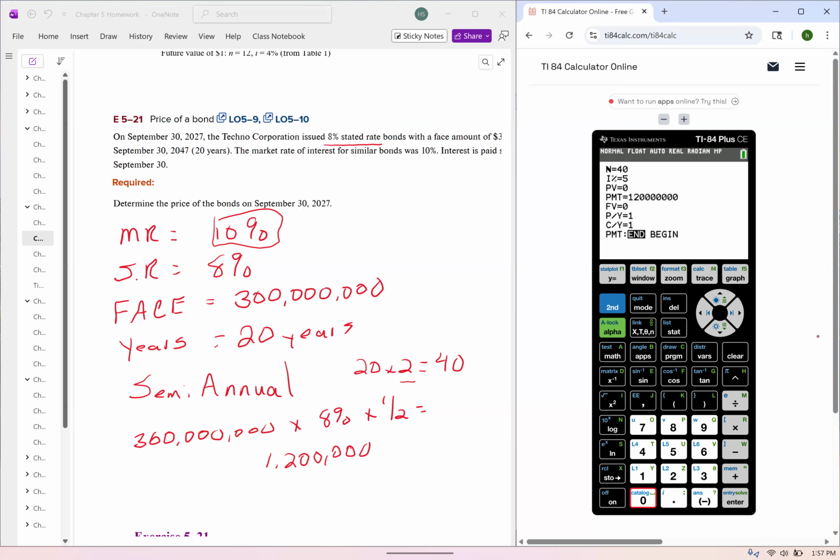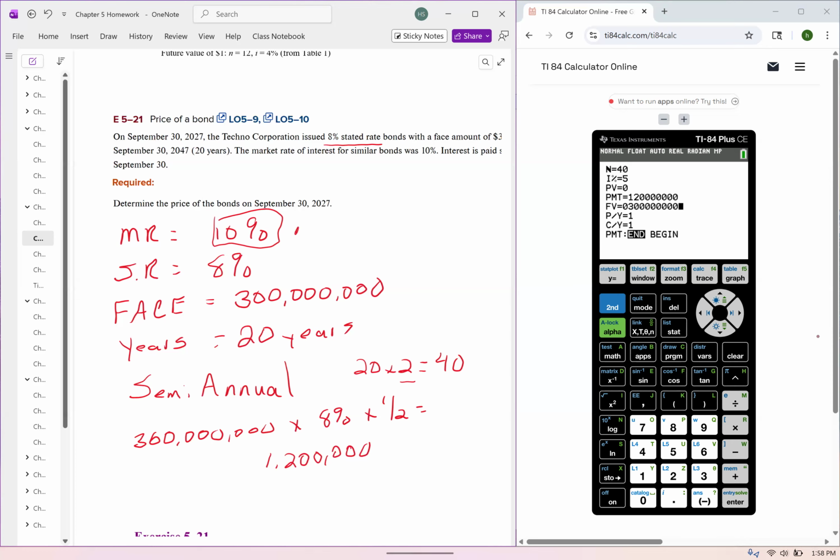Our future value is the face. I know there's a 0 in front of that. It'll go away. It's all right. So just to clarify, we're using the 10% to calculate the present value. The only thing we're using the stated rate for is to calculate that interest payment. Remember, that bond certificate is a legal instrument. It says we're paying 8% every 6 months. We have to pay 8% every 6 months or 4% every 6 months. We can't just adjust the interest payment. That's why we have this issue with valuing bonds.